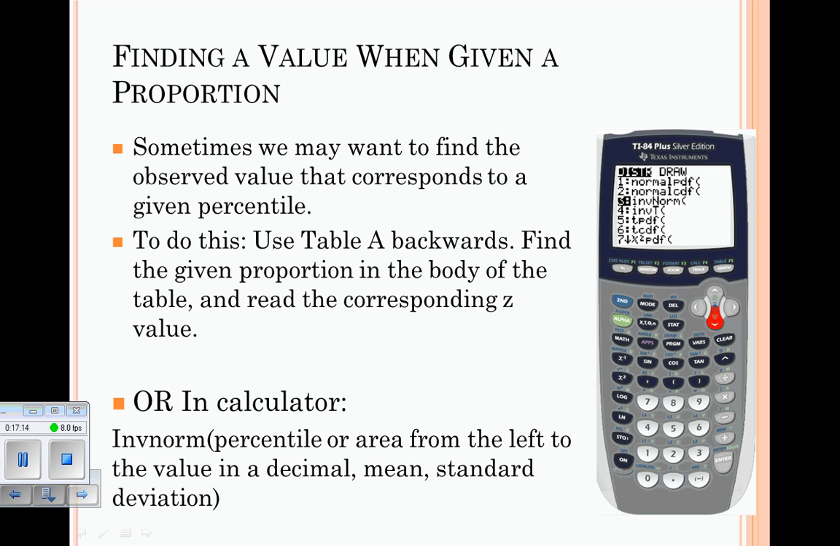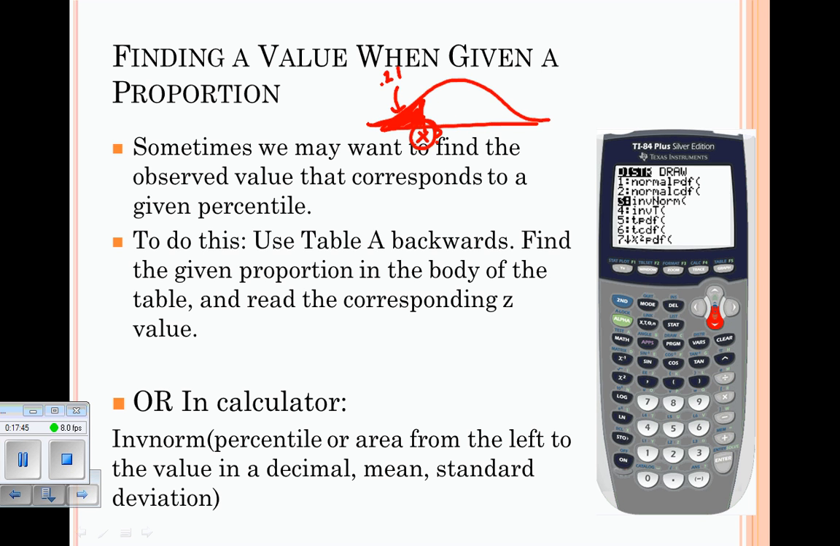Okay, so now the second thing we want to do is to find a value when we are given a proportion. So sometimes we want to find the observed value that corresponds to a given percentile. So that means that, let's say they gave me the area under the curve and they said that that's, I don't know, 21%, or 0.21. And they want to know what value corresponds to that.